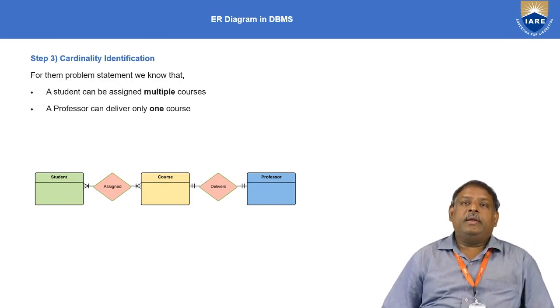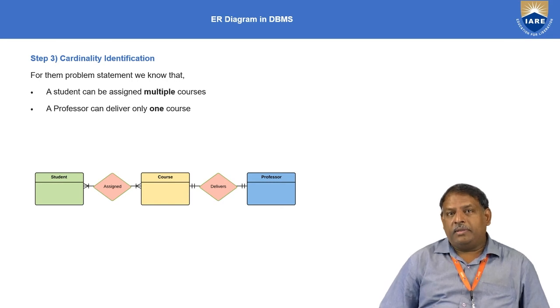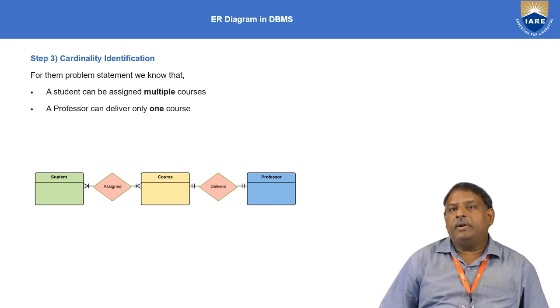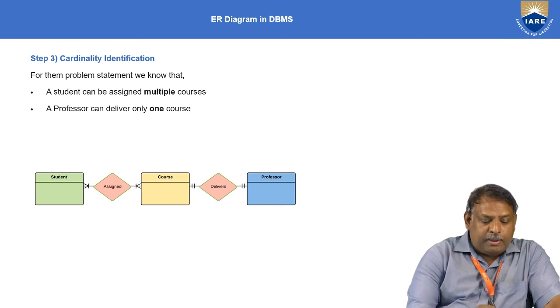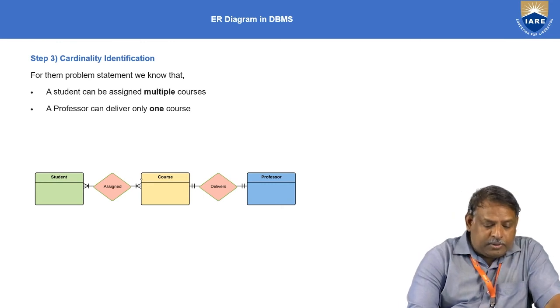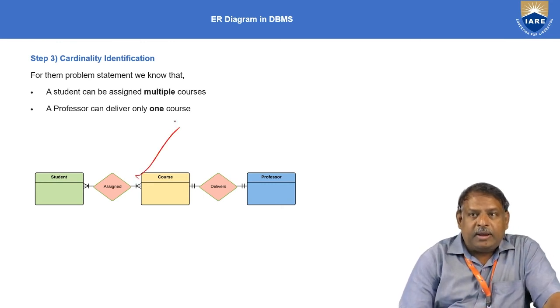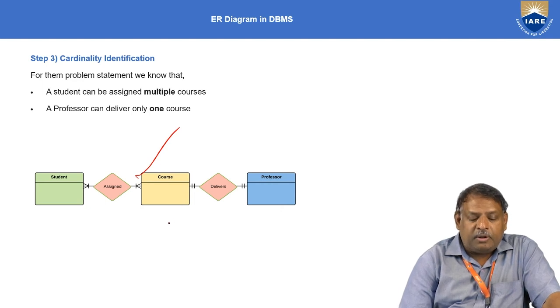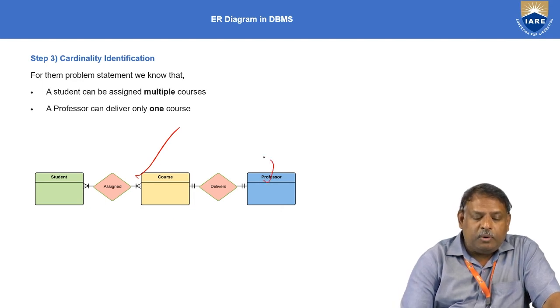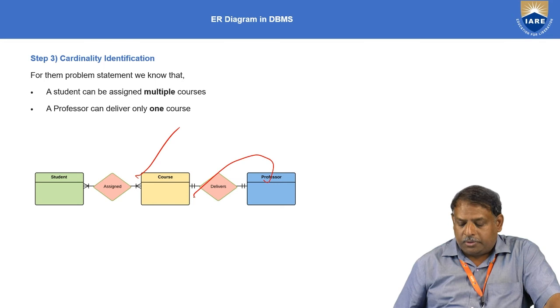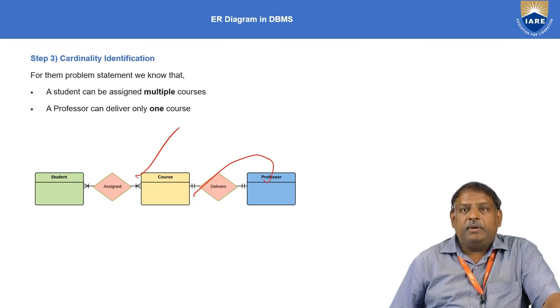Next, cardinality identification. From the problem statement, we can know that a student can be assigned multiple courses. A professor can deliver only one course. A student can be assigned to multiple courses. And as a business logic, we have said that a professor will deliver only one lecture, only one course. This is how we have identified the cardinality.